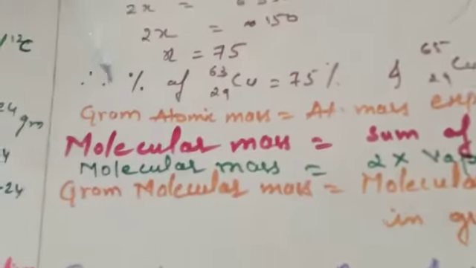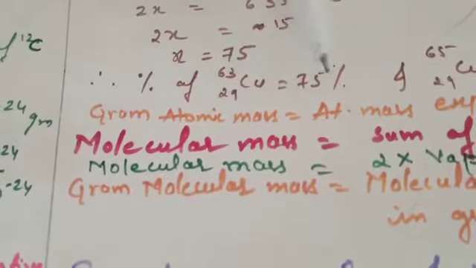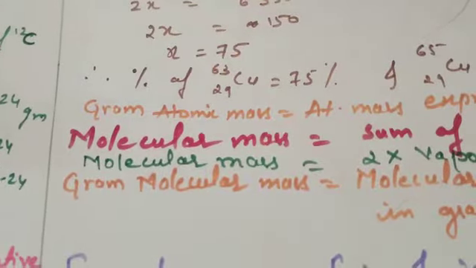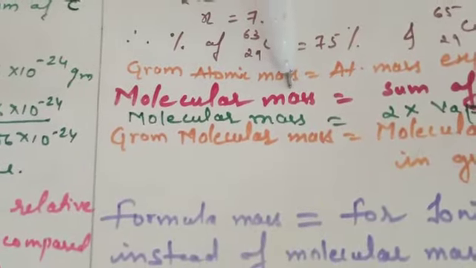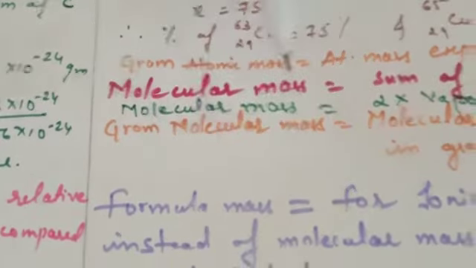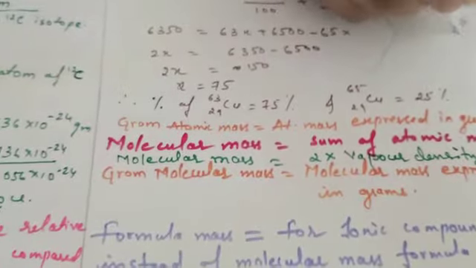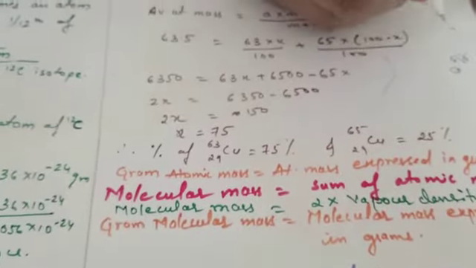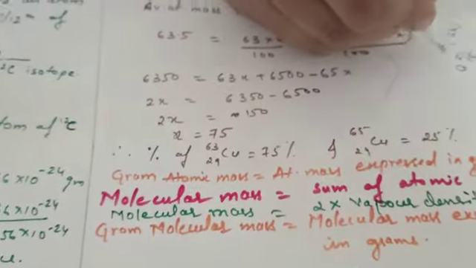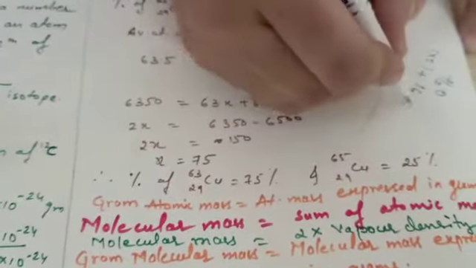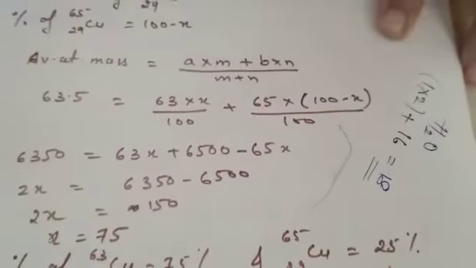Now if we write down the atomic mass in its gram form, then it is known as gram atomic mass. Second will be molecular mass. We know that molecular mass is the sum of atomic masses. Suppose I have to calculate the molecular mass of water. What is the atomic mass of hydrogen? 1. How many atoms participated? 2. Then the atomic mass of oxygen is 16. It comes to be 18. So like this you are going to calculate the molecular mass.